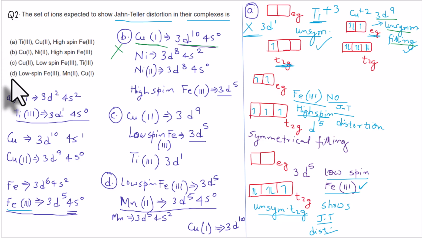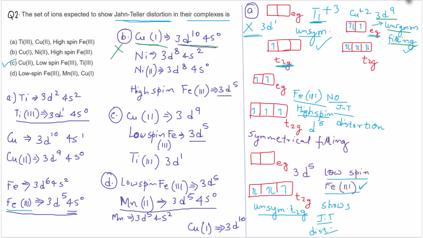So A, B and D are not correct, because in each of them we have one of the ions which is symmetrically filled in the t2g and eg orbitals. The electrons are symmetrically distributed. Only in option C do we have copper 2+, low spin Fe3+ and titanium 3+, where all the 3 ions have either t2g or eg unsymmetrically filled. So option C is the set of ions that will surely show Jahn Teller distortion.